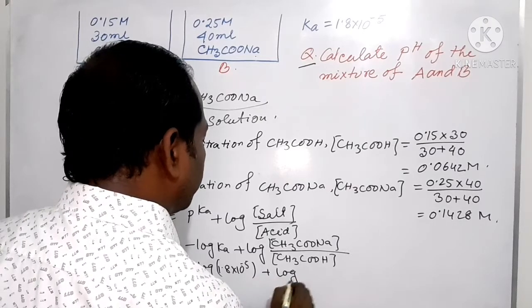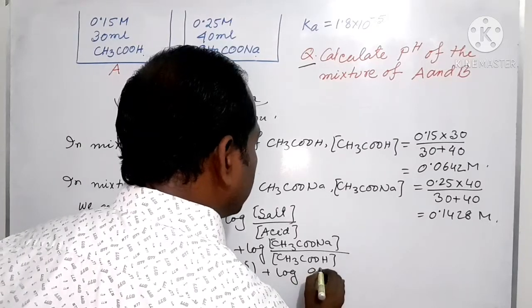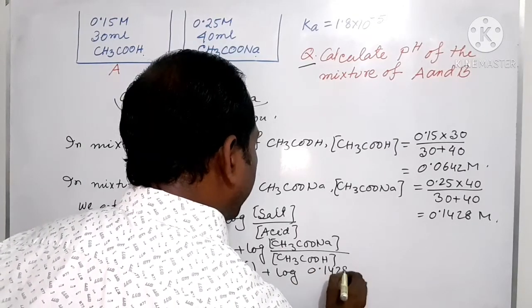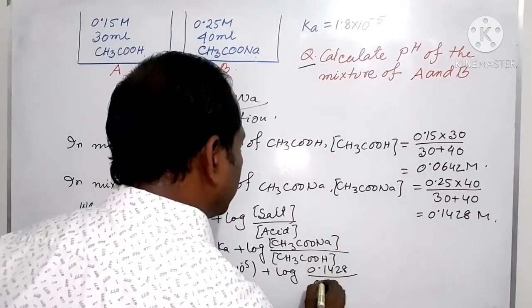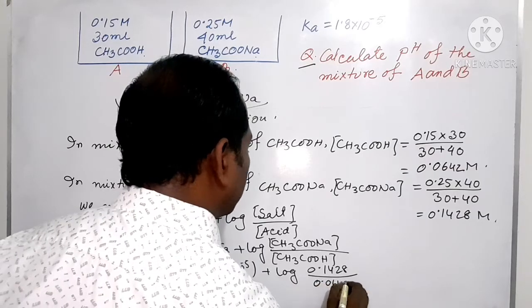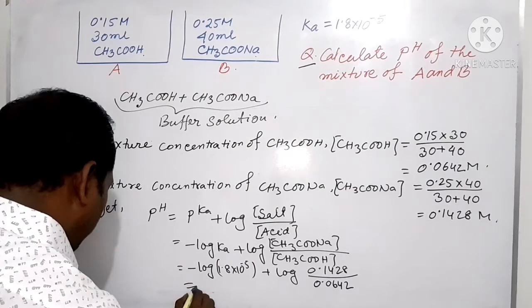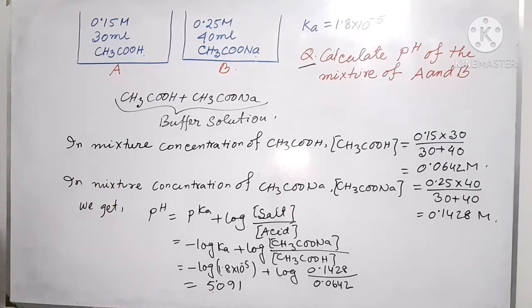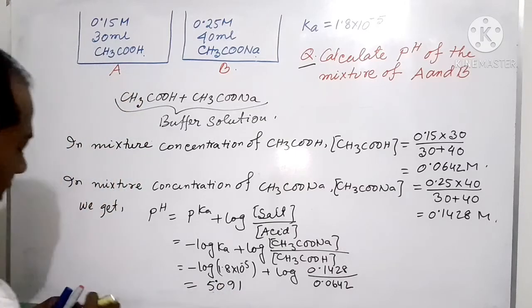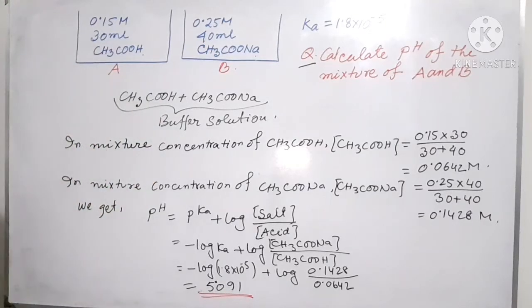Plus log of concentration of sodium acetate, that is 0.1428, divided by concentration of acetic acid, that is 0.0642. If we calculate the value, then we get 5.091. So the pH of the mixture is 5.091.